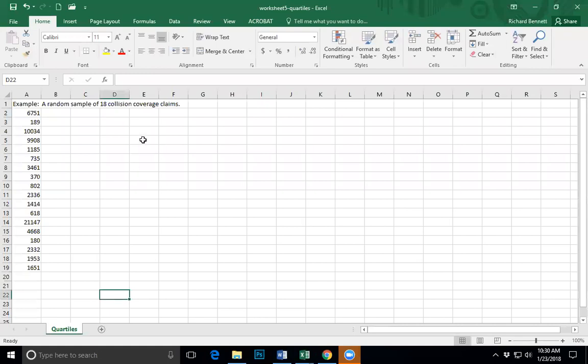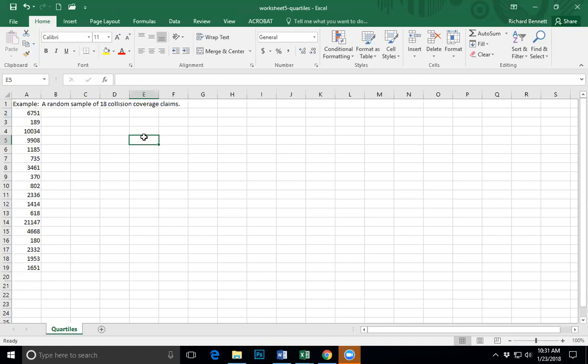All right, so we've got a random sample of 18 collision coverage claims. Now, since we've talked a little bit about median, we'll keep talking about order statistics, which means you need to sort your data from low to high. We're also going to have what's called the 5-number summary.